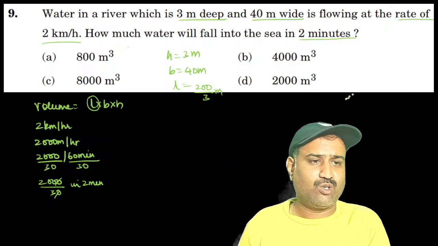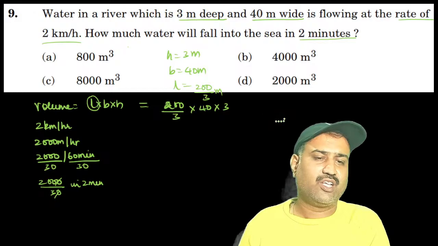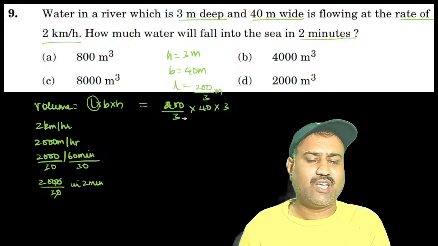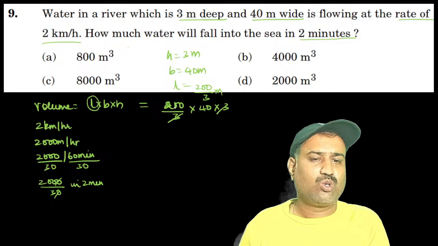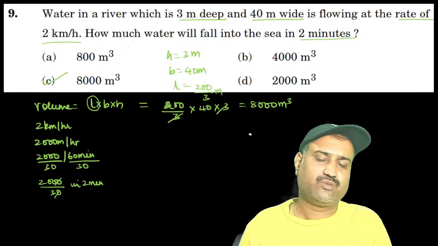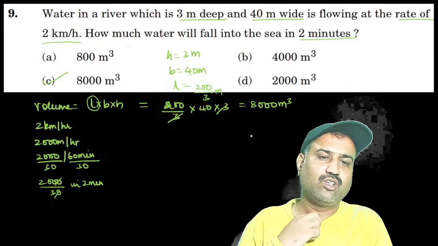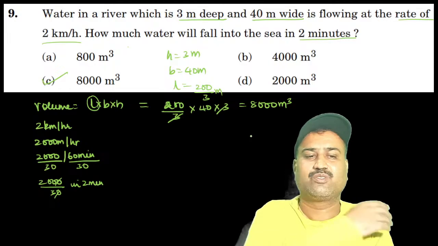Therefore volume is equal to LBH. Length is 200 by 3, breadth is 40 and height is 3 meters. Deep means height here. 3 is cancelled. 200 into 4, 2 4s are 8, it is 8000 meter cube, right? Therefore the answer is option C.